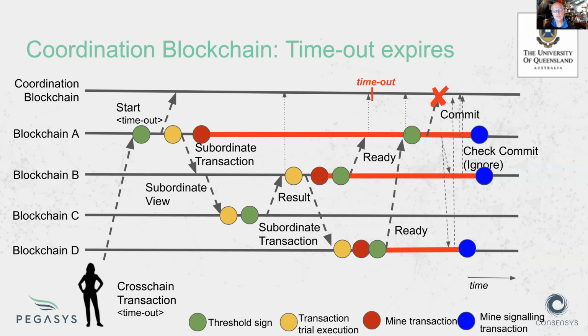And in that case, when the check ignore commit message is sent to the other blockchains, they'll check the coordination contract on the coordination blockchain, and then they will ignore the update. So they'll do a signaling transaction and then discard the provisional state updates.